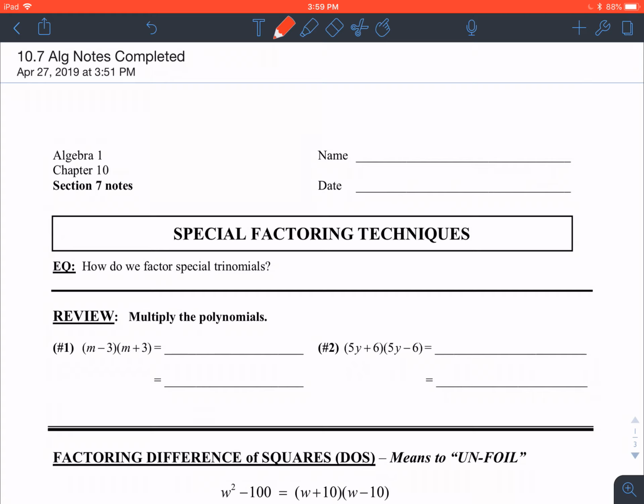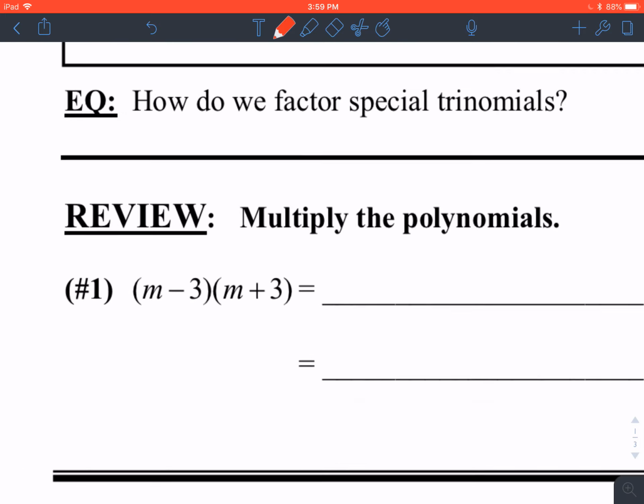So today's lesson is 10.7, Special Factoring Techniques, and it's how do we factor special trinomials. This goes back to a while ago. We talked about special products when we were foiling and we got some weird results. So that's kind of what we're talking about today. Let's foil the first one together, and you can foil the second one on your own. Let's review how we do that.